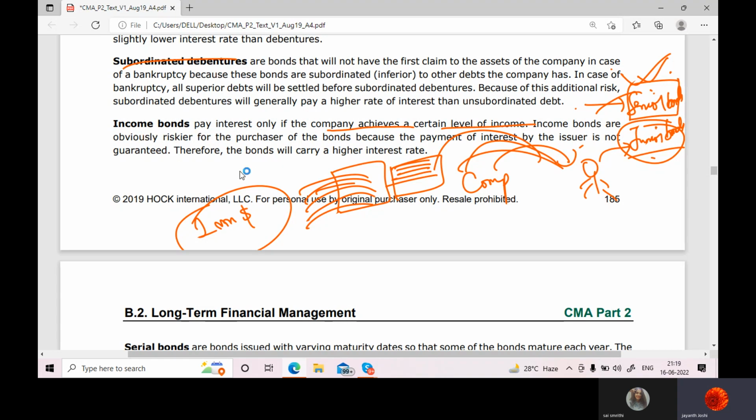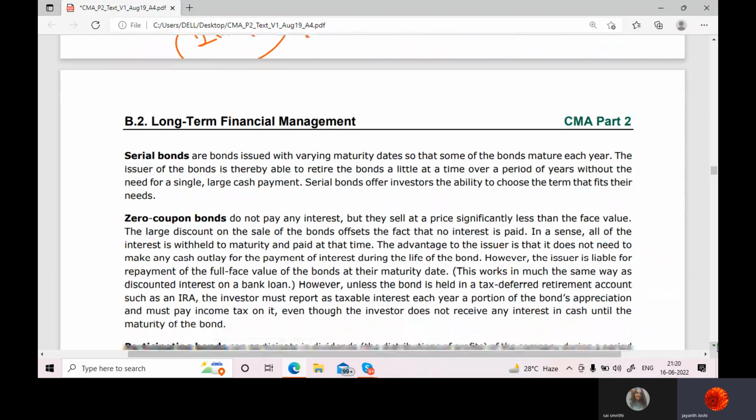So the company will pay the interest, of course, only when the company achieves or touches the target they have set. Suppose the company has set a target of $1 million. So when the company achieves $1 million, they pay interest to bondholders. These are very risky ones, but the bondholders get a very high interest rate.